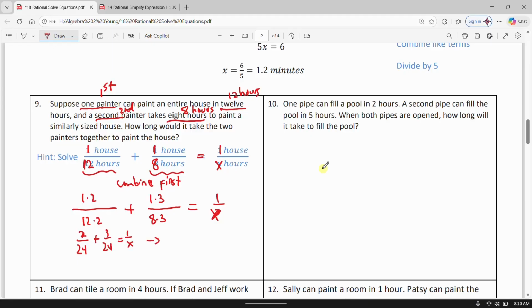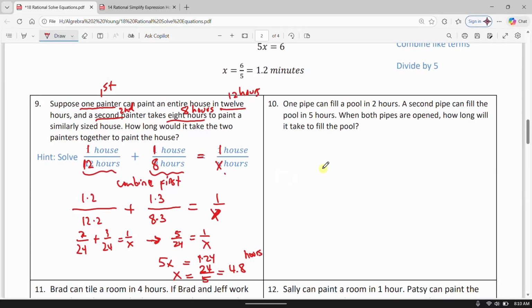Then this is going to give me, I need more space, so that's why I'm writing this a little bit smaller, 5 over 24 equal 1 over x. Now we're going to cross multiply this. So 5 times x equal 1 times 24, equal 24. Then x equal to 24 divided by 5. If you divide this, you're going to get 4.8 hours.